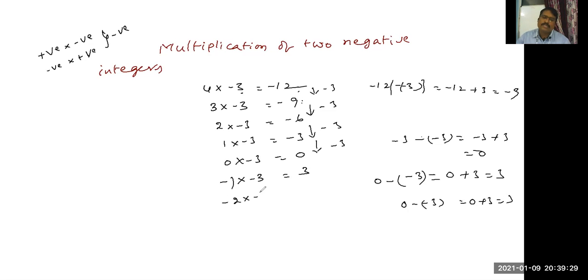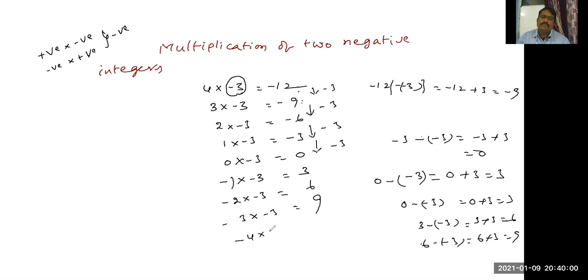Now minus 2 into minus 3. Here also we subtract minus 3, the constant. So 3 minus of minus 3 means 3 plus 3, that is equal to 6. Then minus 3 into minus 3: 6 minus of minus 3 is 6 plus 3, that is equal to 9. Then minus 4 into minus 3: 9 minus of minus 3 is 9 plus 3, that is equal to 12.